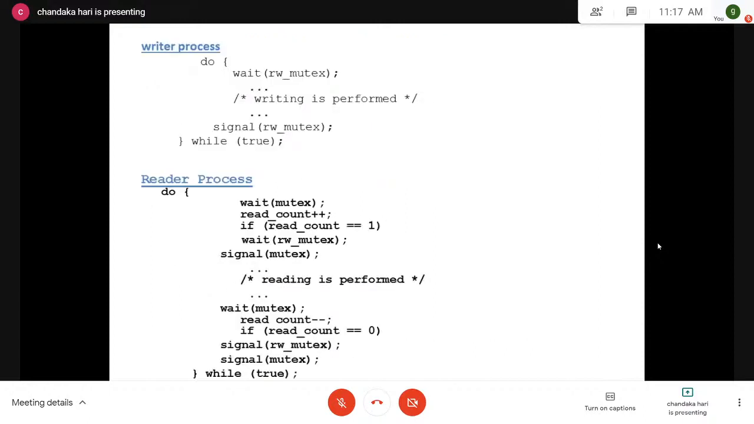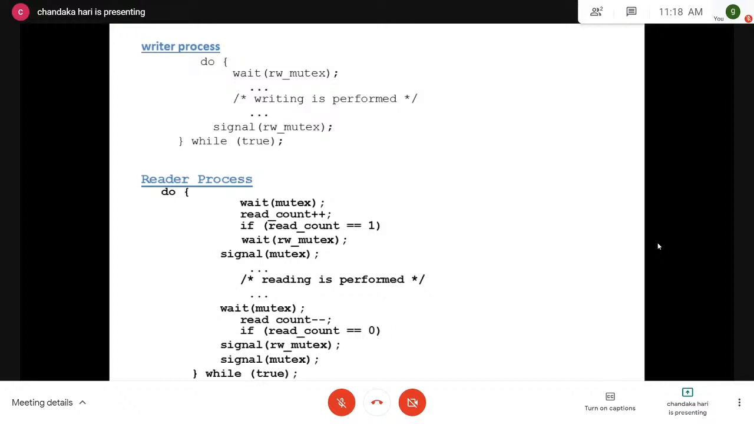The writer process is very simple. Waiting for read-write mutex. That implies at that time, no reader or writer is performing an operation on the data item. Is it clear, everyone? I'm taking a semaphore variable read-write mutex. In case no reader or writer is there, you are allowed to continue into the critical section. Once your critical section is completed, you need to release your semaphore variable read-write mutex. Is it clear? So the writer process is very simple.